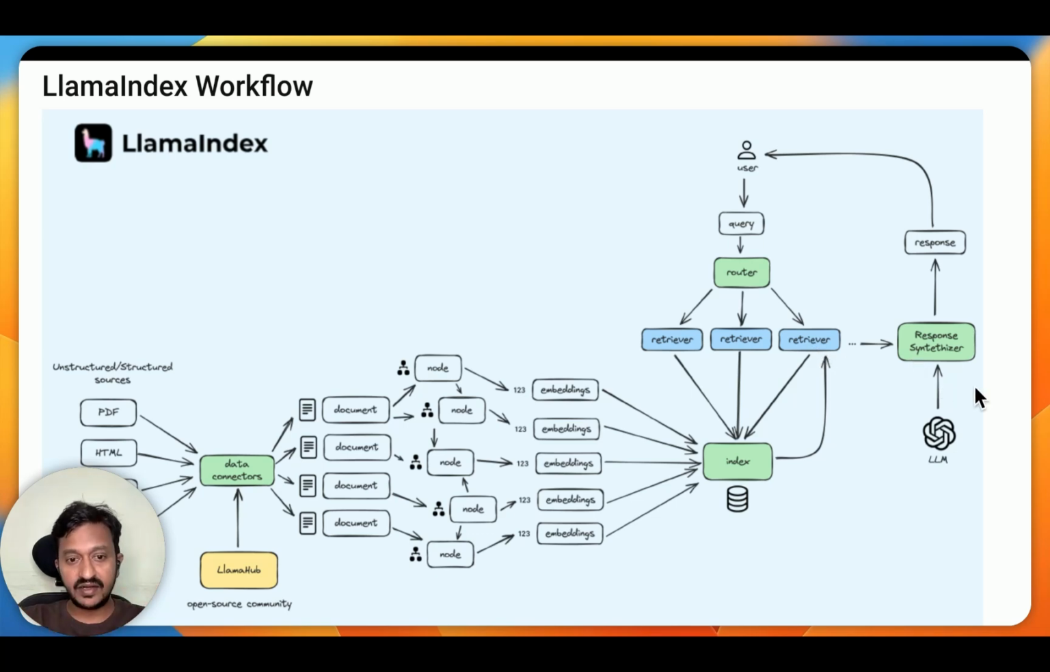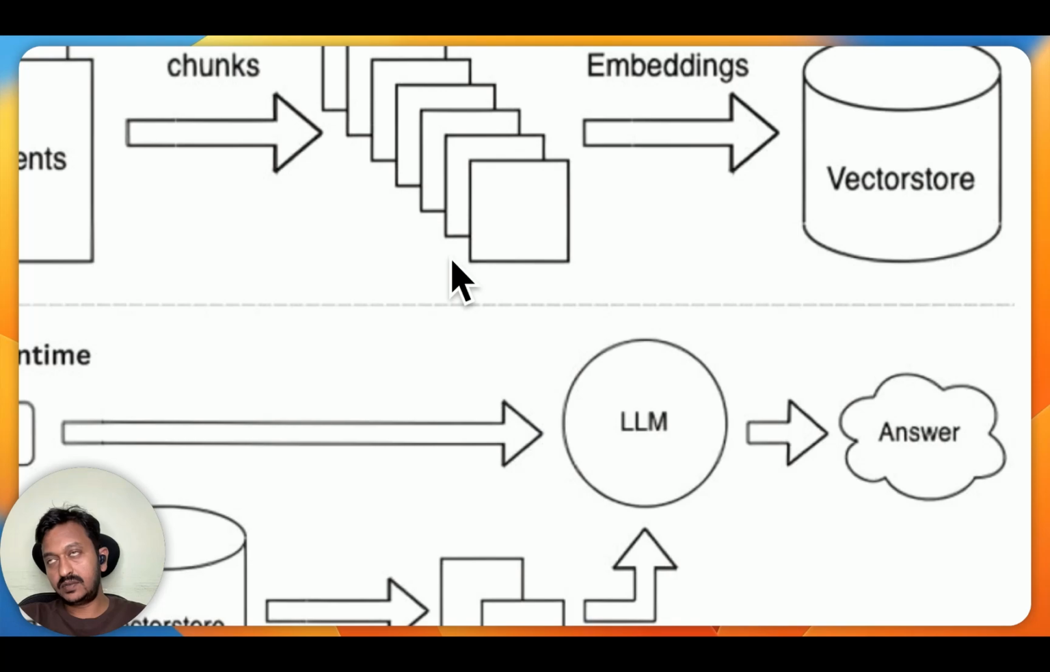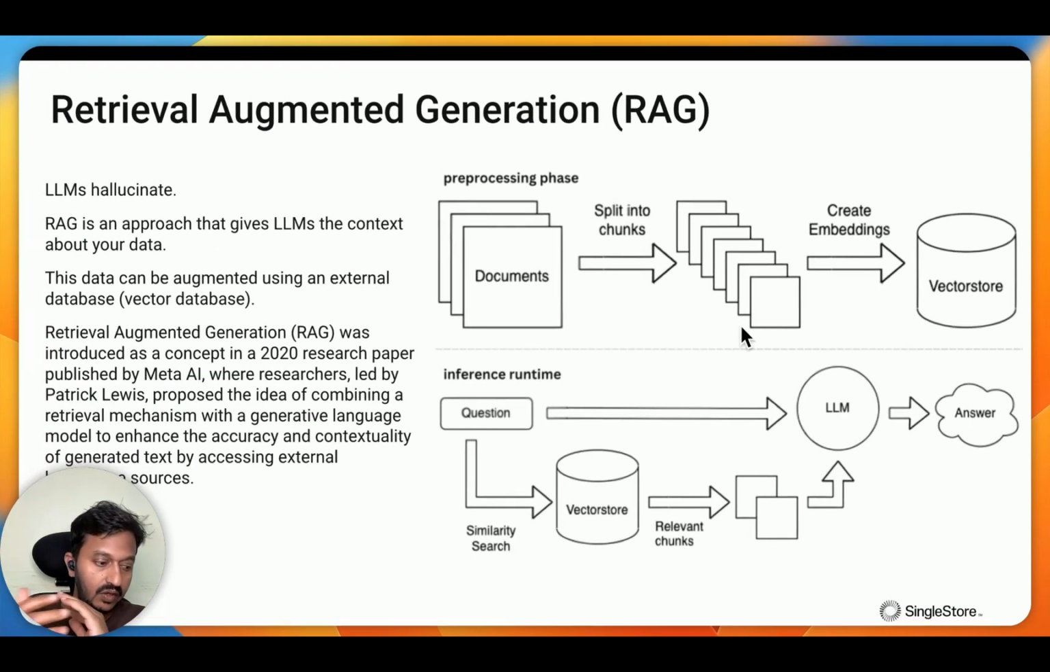So at different stages of this whole pipeline, LlamaIndex provides different modules or components, as we can see: there are data connectors, nodes, indexes, LLM models. All these things are provided by LlamaIndex. Since our demo or tutorial is all about how to do retrieval augmented generation using LlamaIndex, it is very important to understand what RAG, retrieval augmented generation, is.